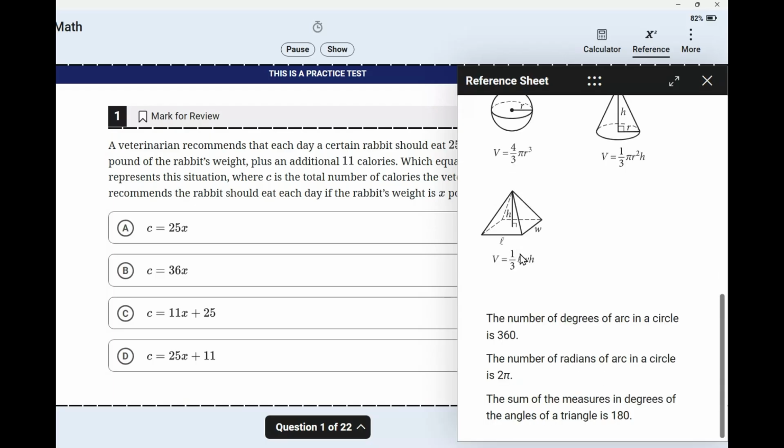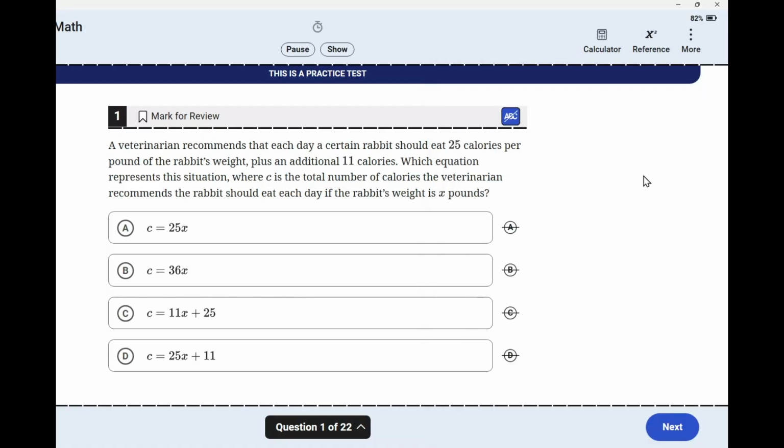It also gives you some things to remember. The number of degrees in a circle is 360. The number of radians in a circle is 2 pi. So 2 pi equals 360. And the sum of the measures in degrees of the angles of a triangle is 180. And one other thing I want to say is because the number of degrees in a circle is 360, the number of degrees in a line, just a flat straight line, is going to be 180. That's an important thing to remember when doing geometry problems as well. So we can go and close our reference sheet and move on to solving some additional problems.